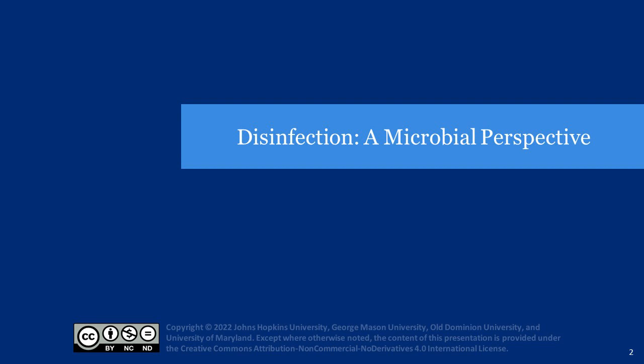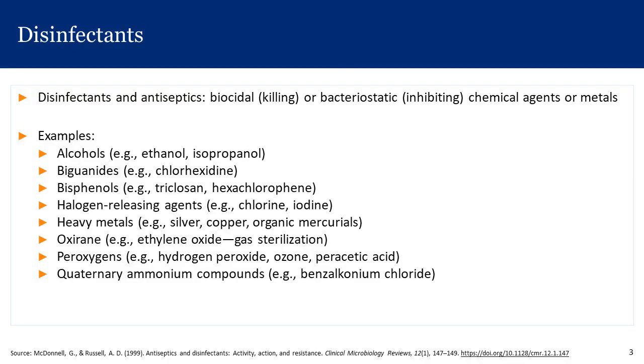Let's talk more about disinfection from a microbial perspective. Disinfectants and antiseptics are either biocidal, meaning that they kill the pathogen, or they're bacteriostatic, meaning they inhibit through their chemical activity, or metals can also have this kind of property. There are many different examples of disinfectants, from alcohols to chlorhexidine to triclosan to chlorine, various heavy metals, especially silver.